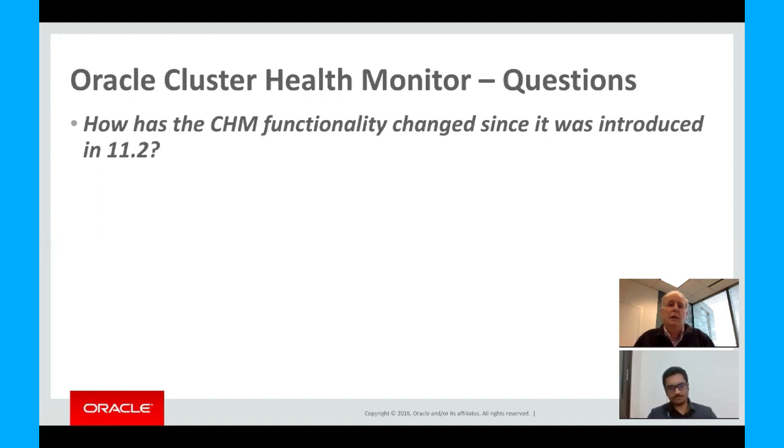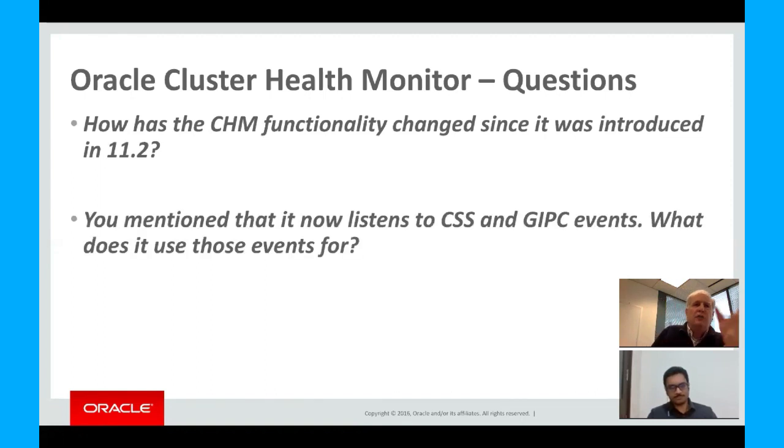Okay. So you mentioned these events. I assume, since you're referring to availability events, you're talking about CSS and GIPC events? Correct. Yes, we listen for various events from CSS, GIPC, and also from RDBMS, and we use those events to further aid diagnosis.